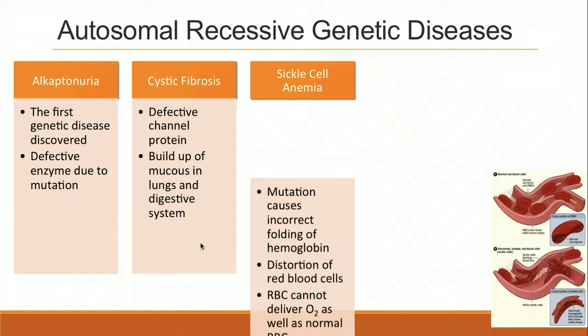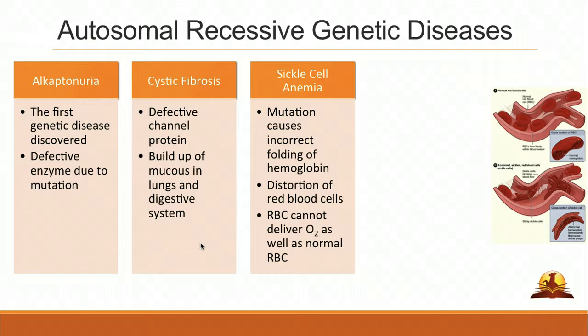Sickle cell anemia you may have heard of in your bio classes, but red blood cells in our body should look like red, soft, pillowy marshmallow donuts. But because there's a mutation, the hemoglobin folds incorrectly, and instead of looking like these soft jelly donuts, they look like sickles, sharp, almost like blades. Because they look like blades and not donuts, they can't deliver oxygen as well as normal red blood cells. So that's called sickle cell anemia.